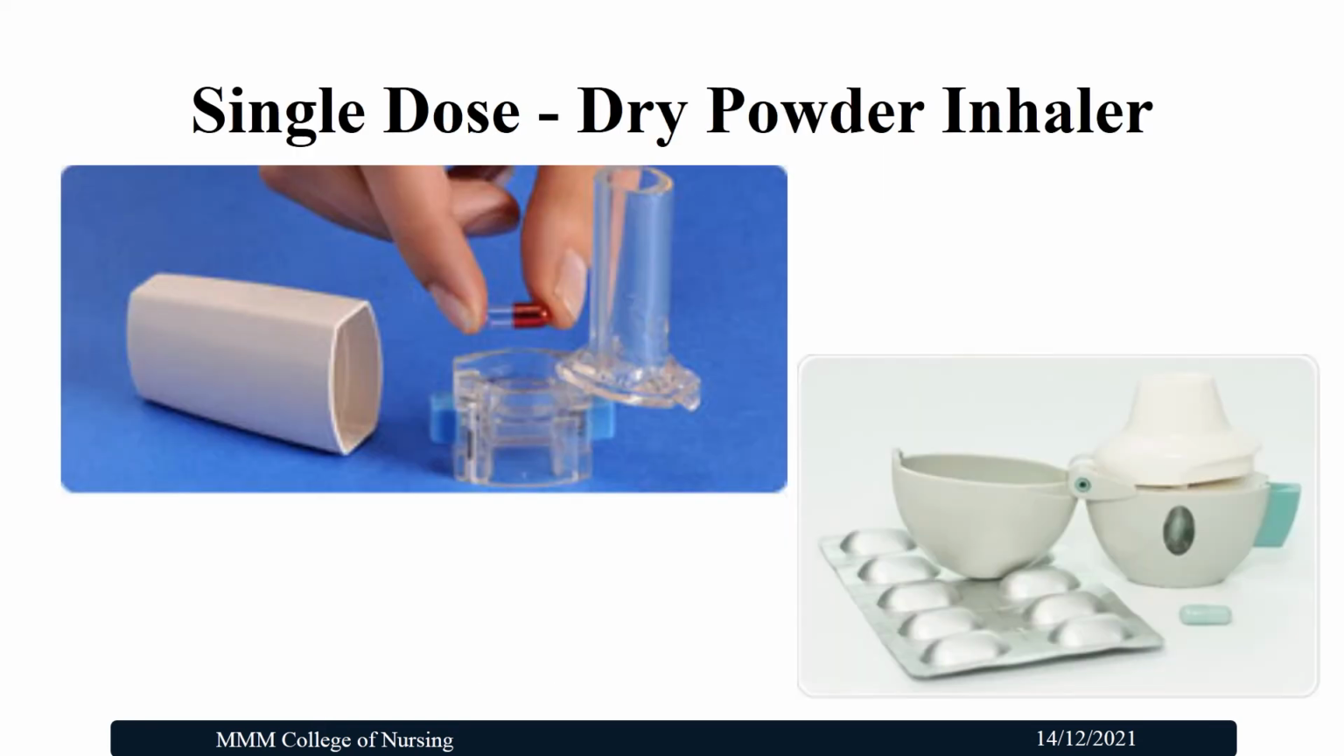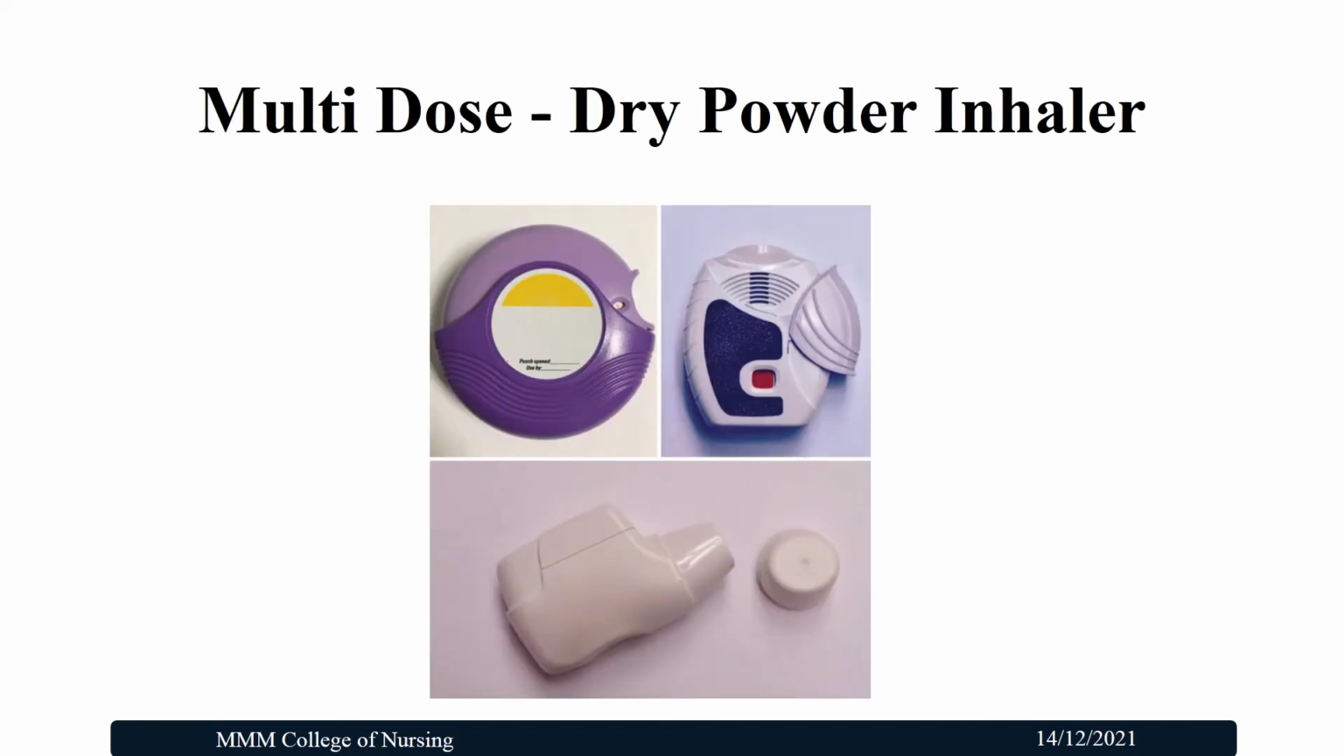There are mainly two different types of dry powder inhalers available. The first one is the single dose dry powder inhaler. In this, each time the patient has to load the medication. The capsule has to be loaded inside the inhaler, then the patient has to use it. The next one is the multi-dose dry powder inhaler. Here, like other aerosol medication, there are multiple doses of medicine in the device for usage.